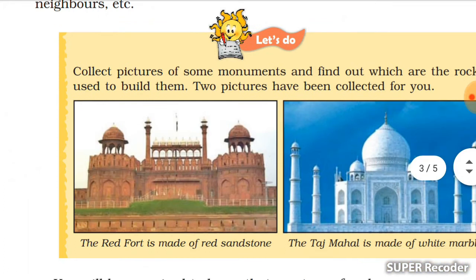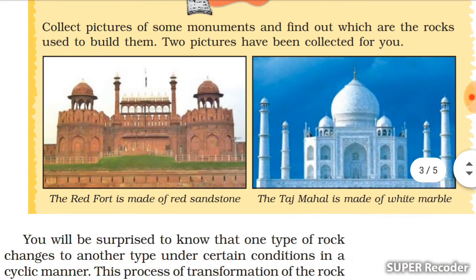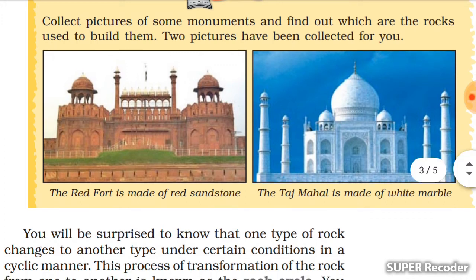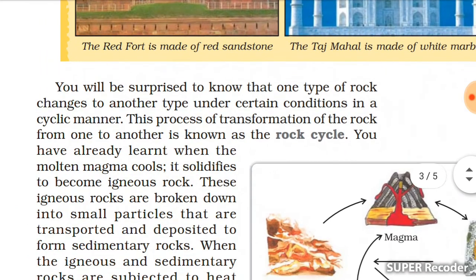Okay children, now see these two pictures. One is the Red Fort and the other is the Taj Mahal. Do you know in which stone the Red Fort is built? Red sandstone. But the Taj Mahal is built with white marble, fully white marble, and very costly diamonds and stones were used when it was built.